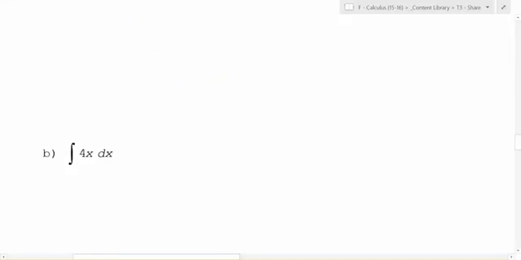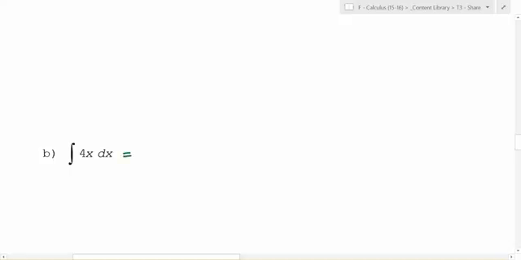What about this one right here? The derivative of what is 4x? Connor, the derivative of what is 4x? Okay, so we could think it's x to the 4th, but if you take the derivative of that, what's the derivative of x to the 4th? 4x cubed. Okay, so is that the integral? It isn't. You're close, you're getting there.